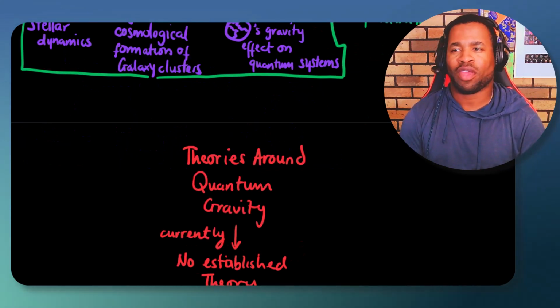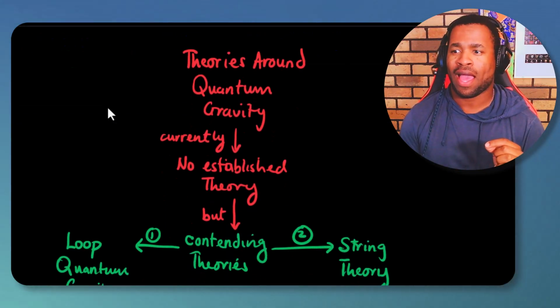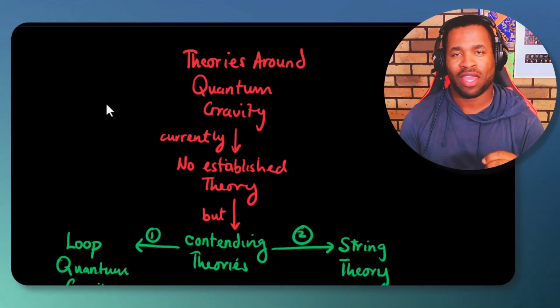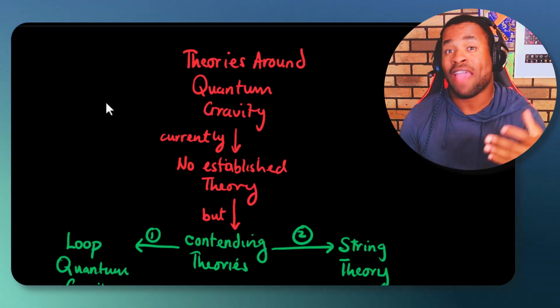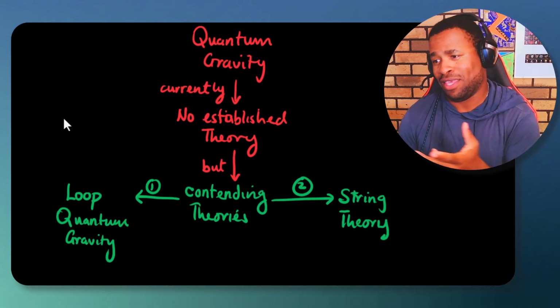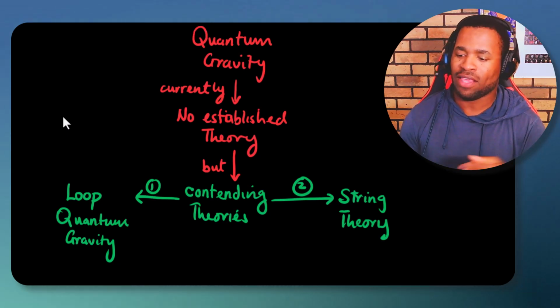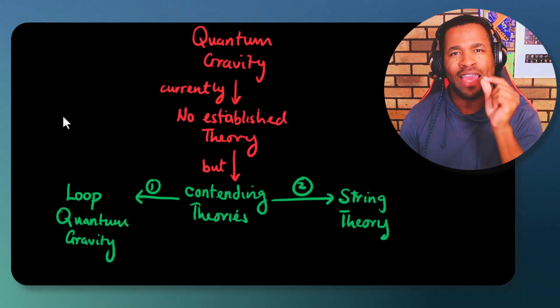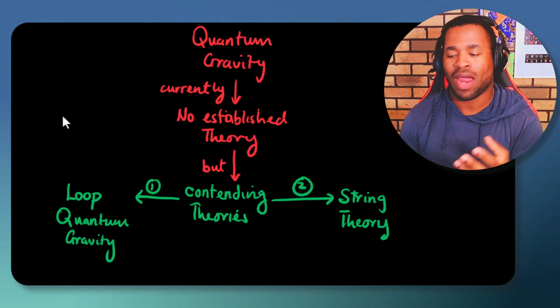Now, moving on to the theories that are around quantum gravity. Currently there is no established theory, and we need to be aware that there are contending theories out there that are trying to pose how quantum gravity can be envisioned. The first one is known as loop quantum gravity. As the name states, a loop shows a kind of fabric of space and time that is woven from networks of thin loops, and this suggests that space and time is not continuous, but rather a little bit more granular in nature.